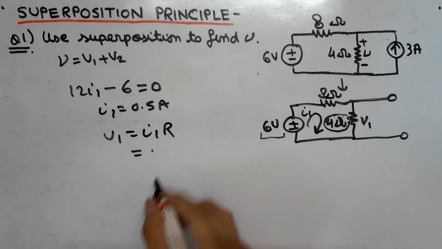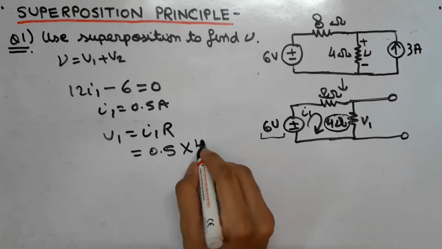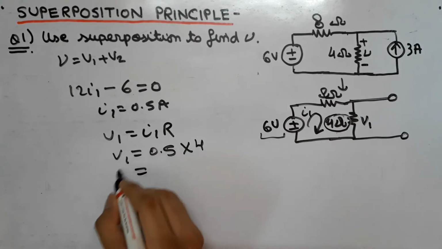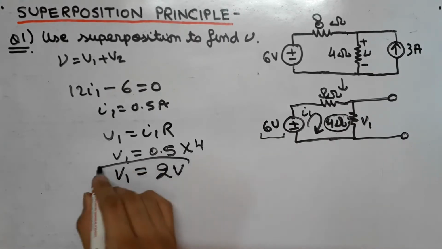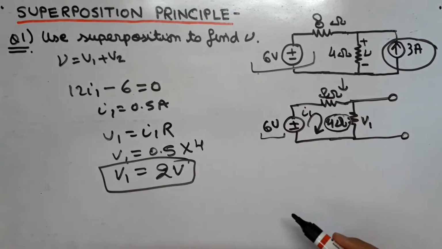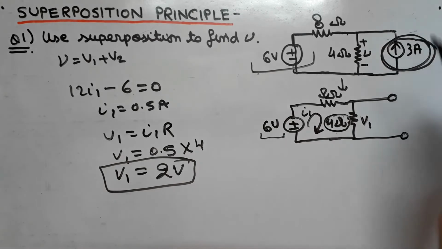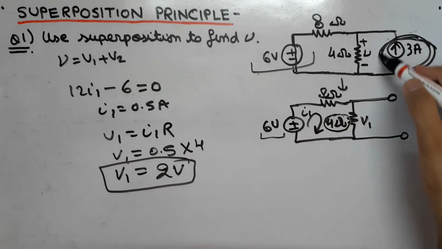I1 we have already found out, that is 0.5, and the R value is given in the question, that is 4. So from here we will get the value of V1 as 2 volts. Now similarly we are going to keep this ammeter in the next circuit and remove this voltage. That is, we will short circuit this part and keep the ammeter over here and find the value of V2. Now V2 is the contribution due to the ammeter.